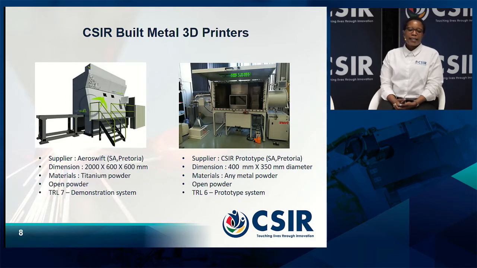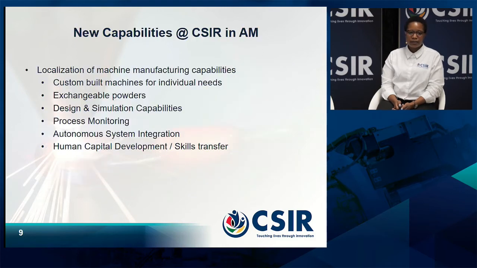Based on that, the CSIR, together with Aerosud, developed the first system on your left, which is the AeroSwift system. It accommodates metal powder, and currently it's at TRL level 7. We have also built a second prototype system at the CSIR, which is 400 millimeters in size, and it can accommodate any metal powder. It's currently running aluminum powders, and it's a prototype system at TRL level 7.